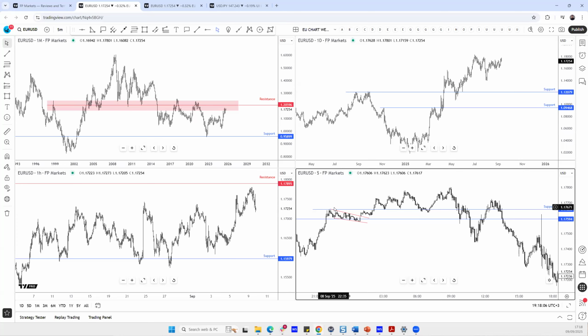Do I use technical indicators? Now, I used to use technical indicators. I used to use the RSI, and I still do sometimes.